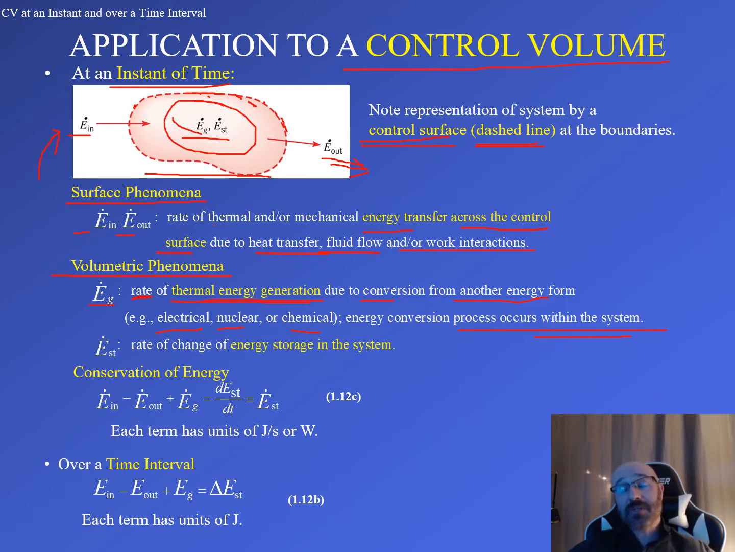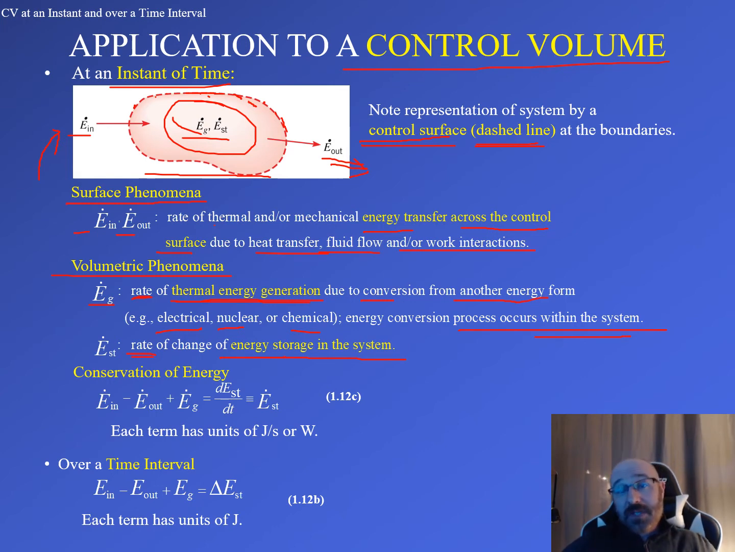Sometimes a visual representation is very helpful for a lot of this. Now E sub ST dot is, again, the dot represents the rate of change of energy storage in the system. So this is the rate of change of energy storage within the system.